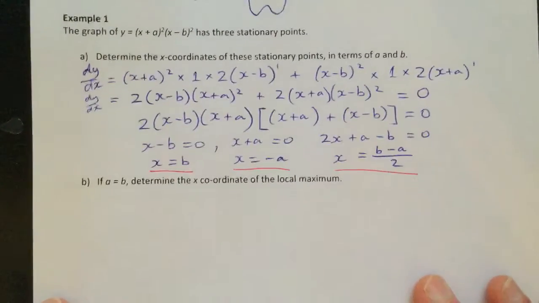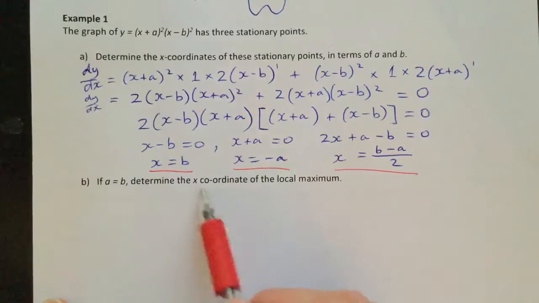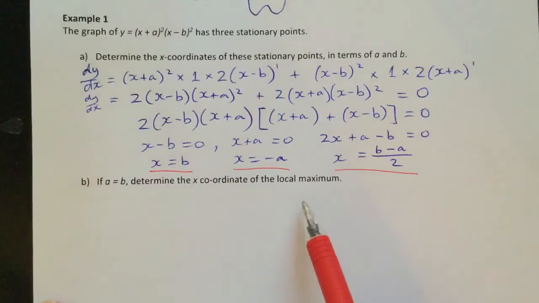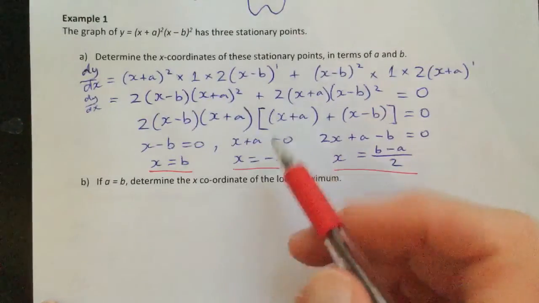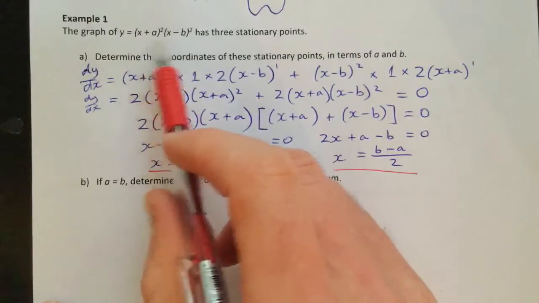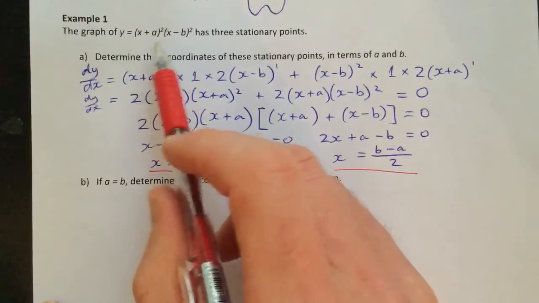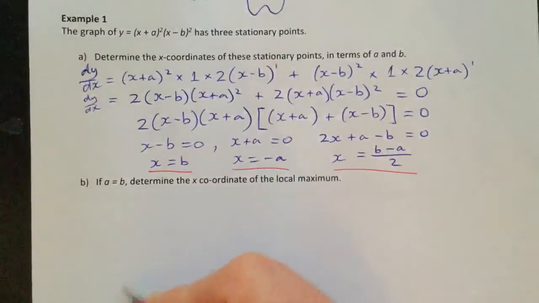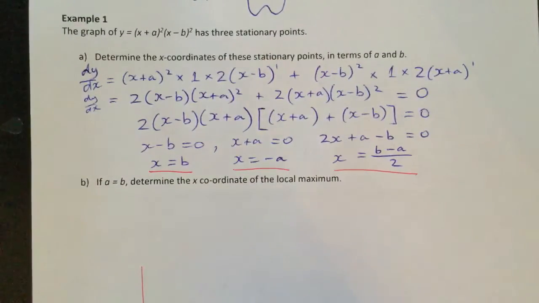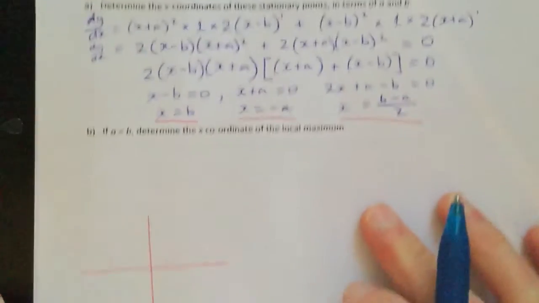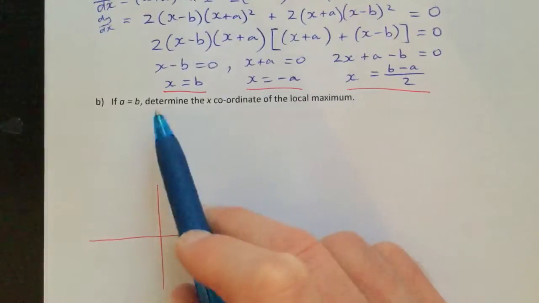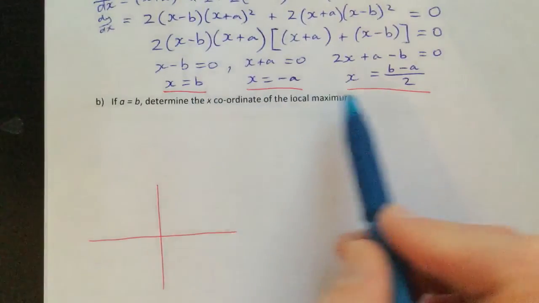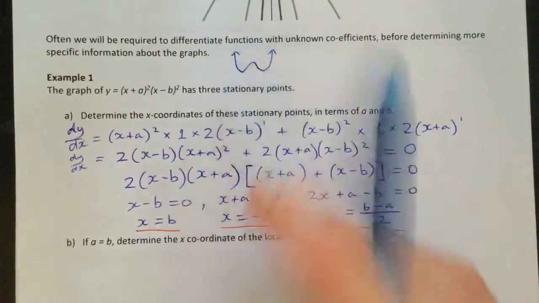All right, so if a equals b, determine the x coordinate of the local maximum. Okay, now at this point, we're going to do what arguably we should have done at the start and use our knowledge of what this graph looks like to draw a sketch, at least in terms of a and b, okay? Because one of the problems here without the picture is that we're not really sure which of these would be the local maximum. But we did say at the start, this is a positive quartic graph, all right?